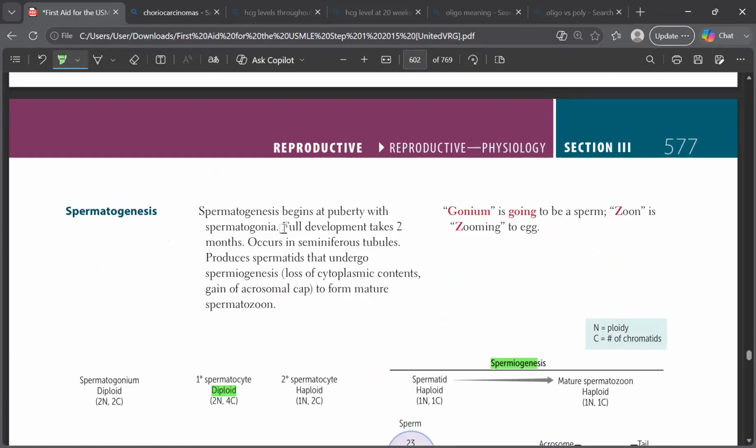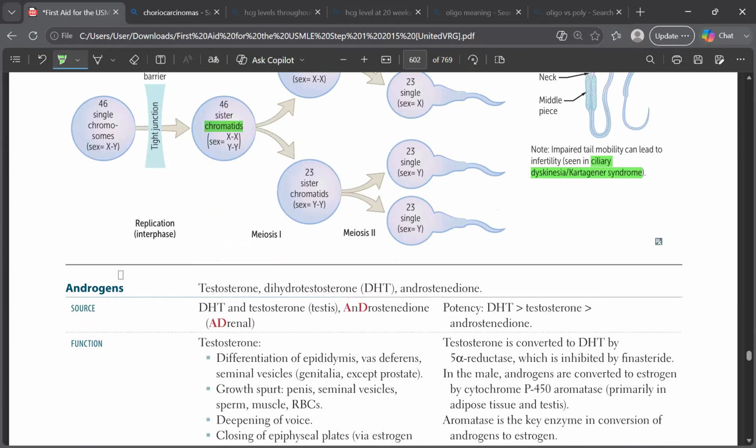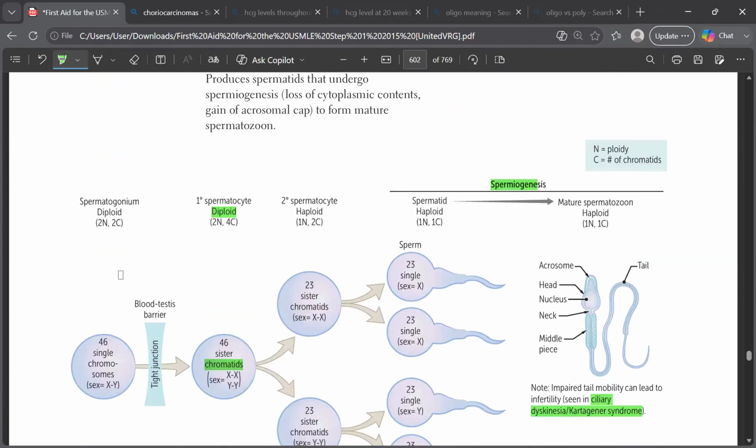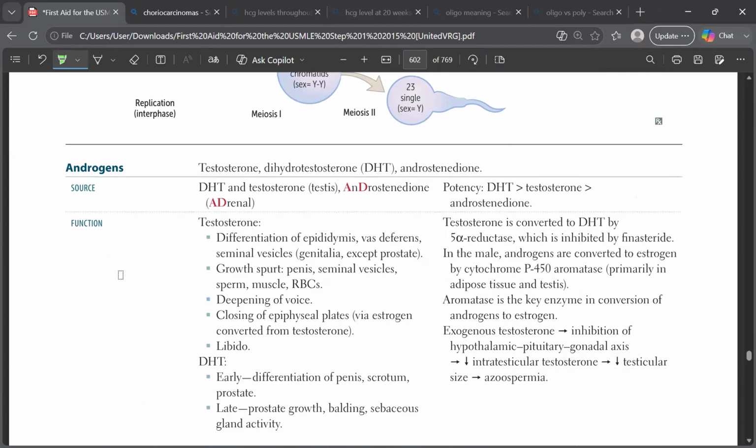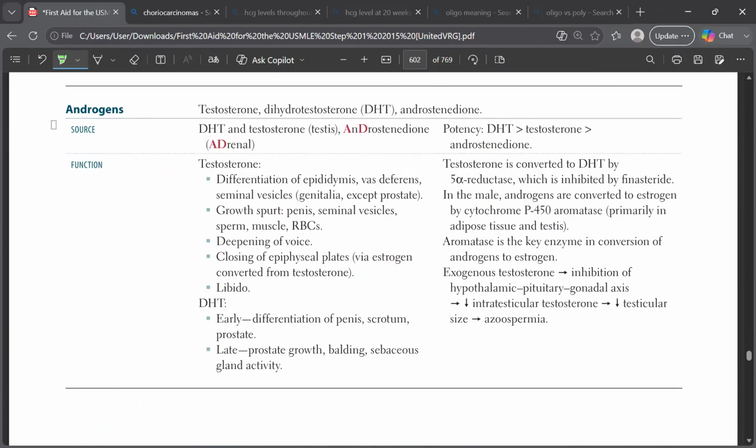Now let's read it. Spermatogenesis begins at puberty with spermatogonia. Full development takes 2 months, occurs in seminiferous tubules, produce spermatids that undergo spermiogenesis, loss of cytoplasmic contents, gain of acrosomal cap to form mature spermatozoa. Gonium is going to be sperm, zoon is zooming to egg. All right. And that was a pretty short description. I think I really need to get the newer version of First Aid.